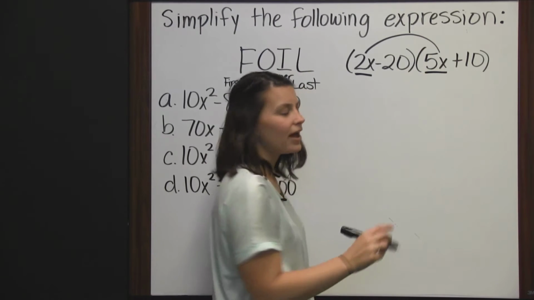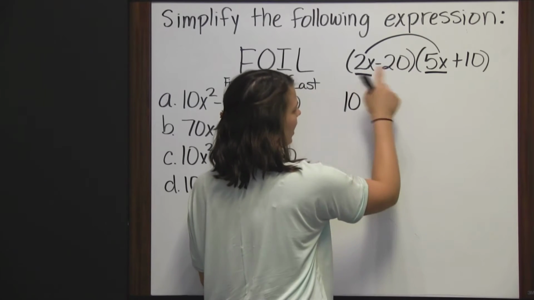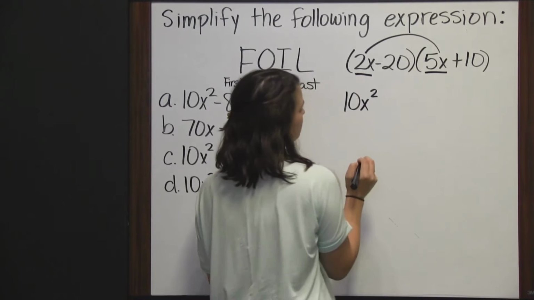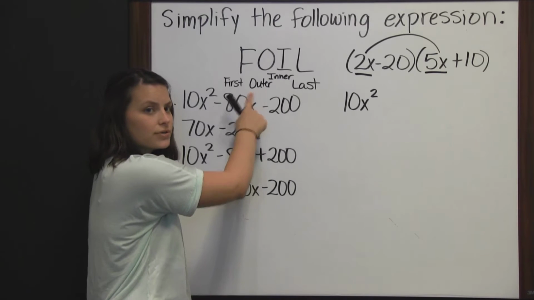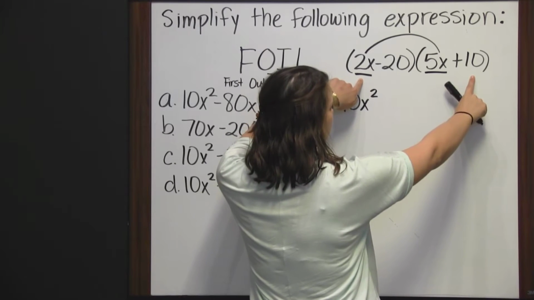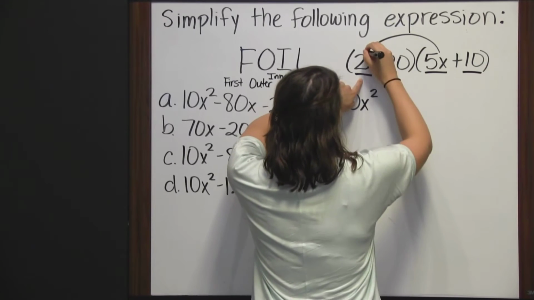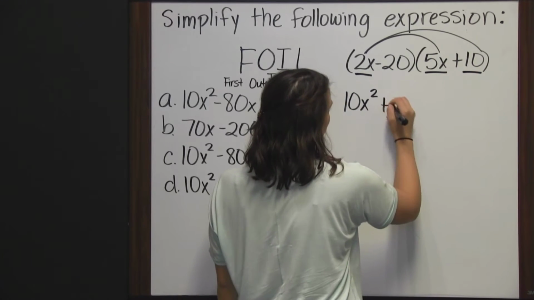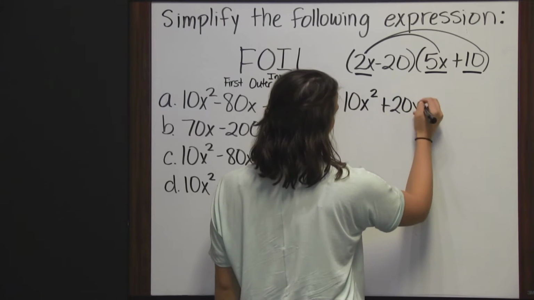2x times 5x. 2 times 5 is 10. And x times x is x squared. So it's 10x squared. The O again stands for outer. So that means to multiply the two outside terms. So 2x and 10 are the two terms on the outside, the outer terms. So 2x times 10, 2 times 10 is 20, 2x times 10 is 20x.